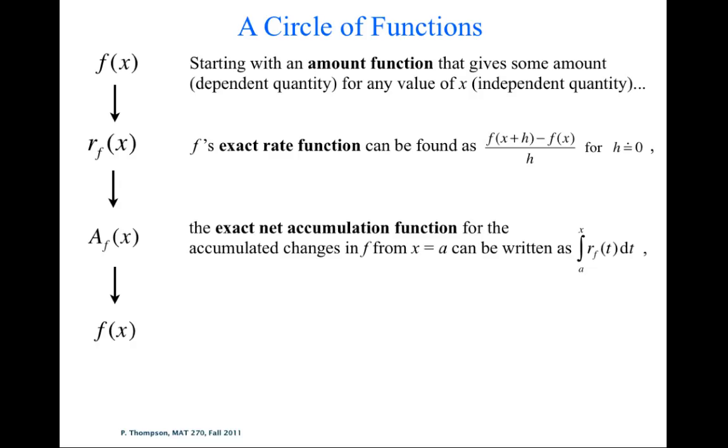And how can we, so we called that what? From exact net accumulation, we called that, yeah, Robert. You take the integral that was listed for the exact net accumulation and take off a, so it would be the integral from a to x, r sub f t times dt minus f of a. Okay, you're on the right track.